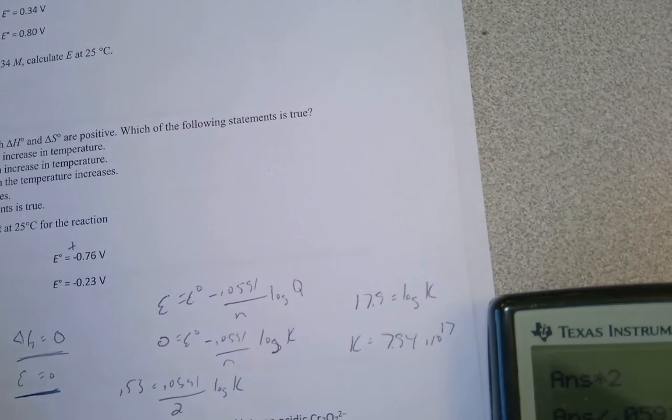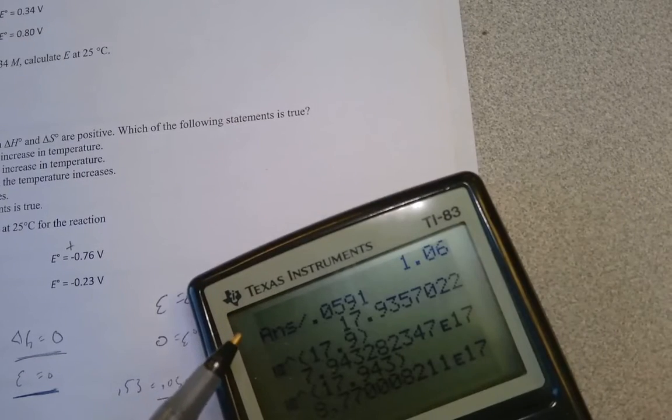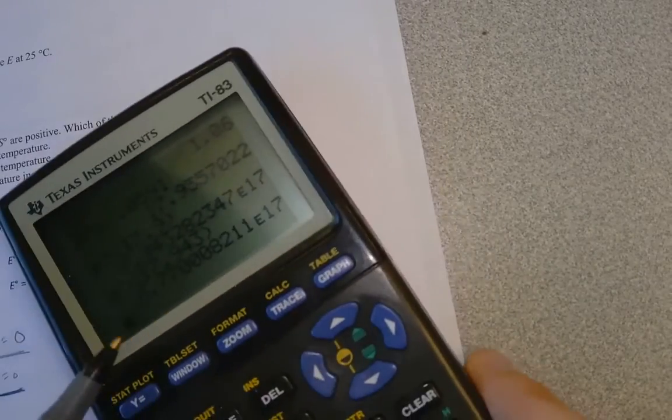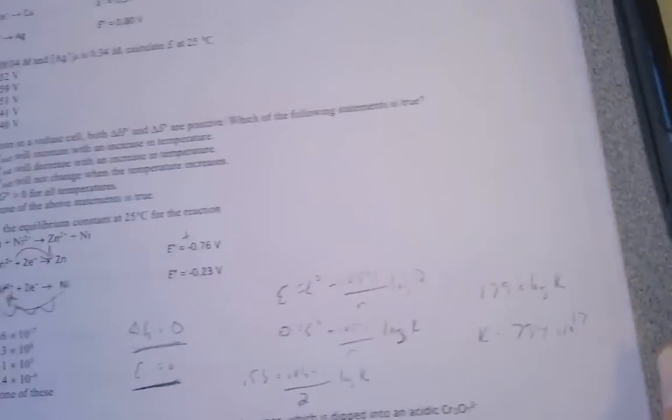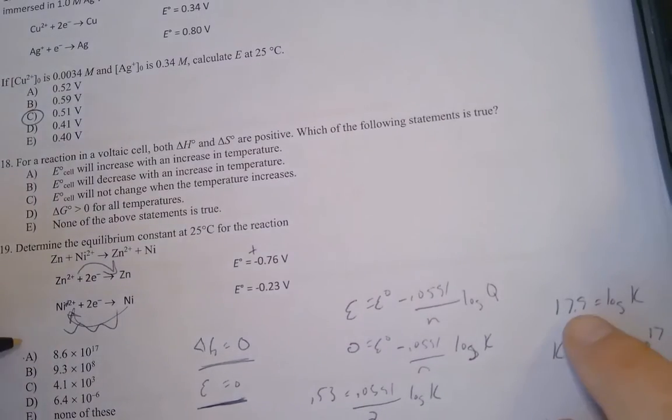It's kind of close to that one. Did I make a math error somewhere? 7.9. Oh, I just should have kept more digits on that. 10 raised to the 17.943. Yeah. Yep. I should have just kept a couple of digits. Whenever you're dealing with logs, always keep a bunch of extra digits. So then you get the 8.7. So this guy's 8.6. Right. So A is the right answer there.